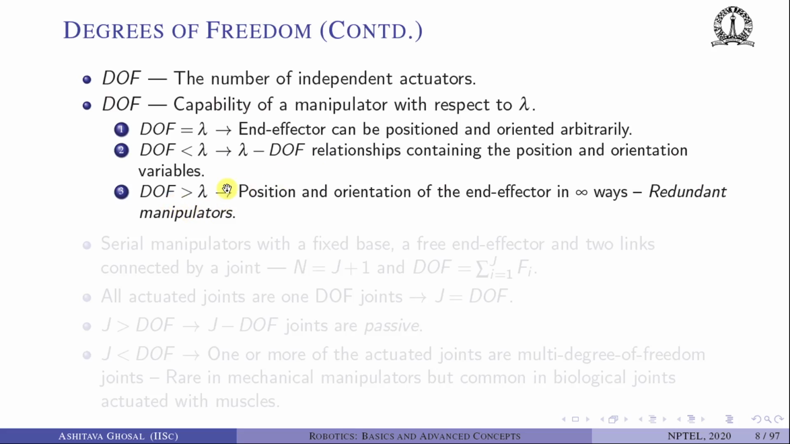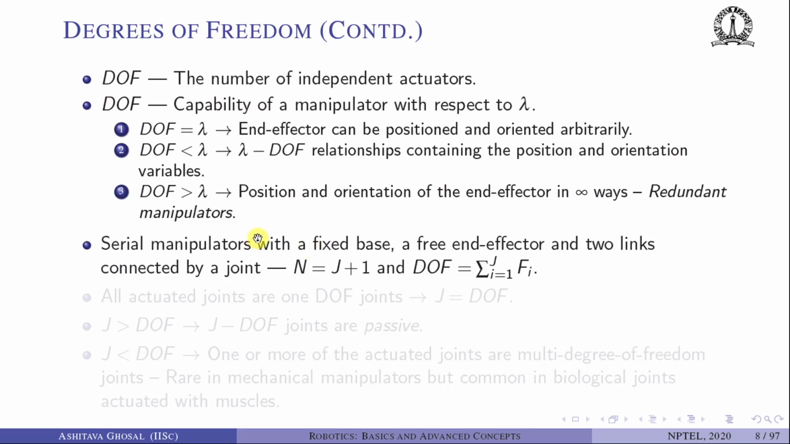If the degree of freedom is greater than lambda, then the position and orientation of the end effector can be obtained in infinitely many ways. This is a special class of robots and manipulators which are called redundant manipulators, and we'll look at them in more detail later on.